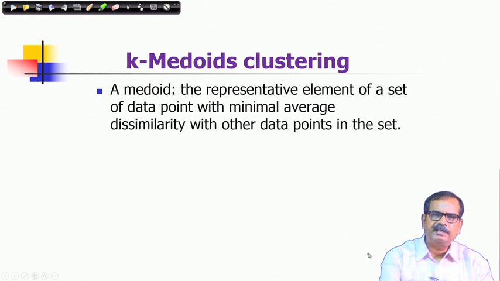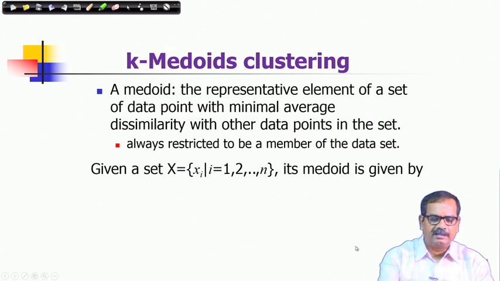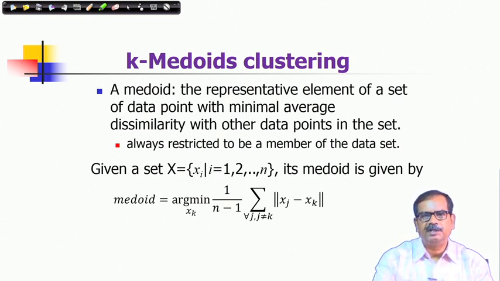So, this definition can be represented mathematically in this way: given a set X, its medoid is given by this. You compute the average of the distances from that point to other points, and consider that element in that set which has the minimum such distance. So, that is how the medoid is defined. The advantage here is that it is like the median of a set. In the median of a set, it is one of the elements of the set. Similarly, the medoid is also one of the members of this data set.